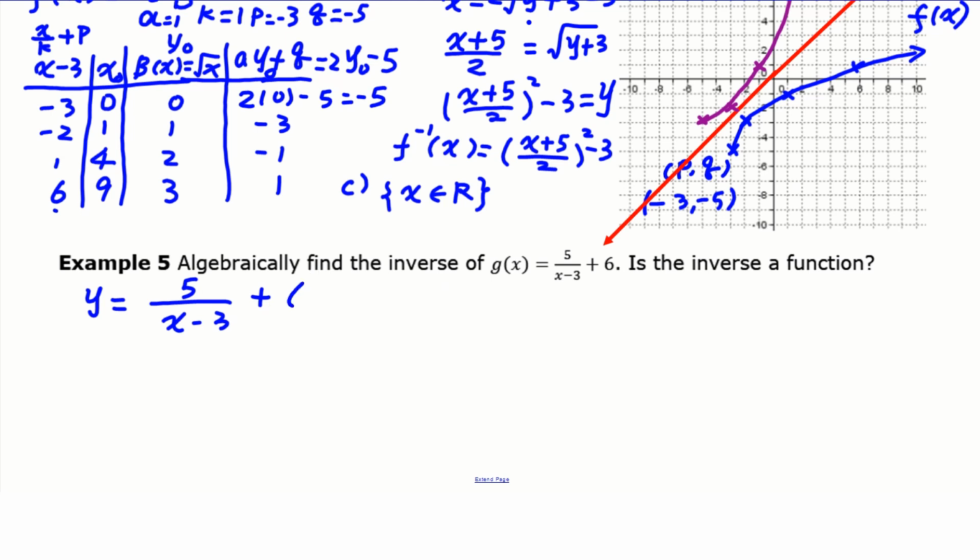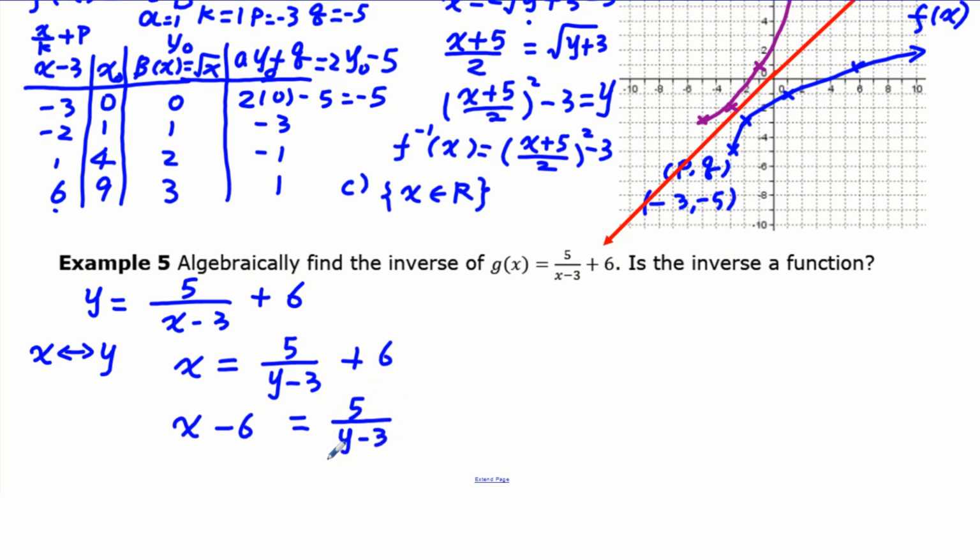Then we switch x and y, that is, after we solve for y, we call it the inverse of a function. Inverse means input and output switch. So x equals 5 over y minus 3 plus 6. Then we want to solve for y, so we move the 6 to the other side. Then minus 6. So x minus 6 equals 5 over y minus 3.